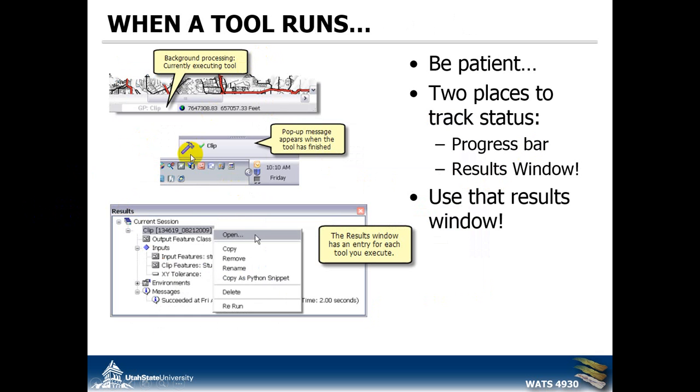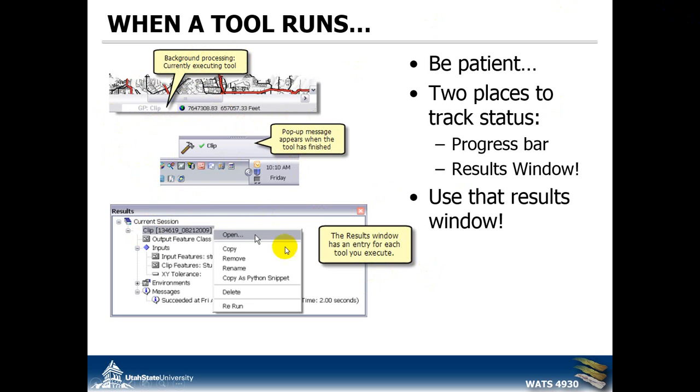When a tool's run, there's a couple of things that you'll notice. The first thing is when ArcGIS says that it is not responding, that's sometimes a good sign. So be patient. When it says not responding, wait for a second. Usually, not always, but usually when there's a geoprocessing task running in the background, down in the status bar at the bottom of the screen, it'll show you it's executing the tool.